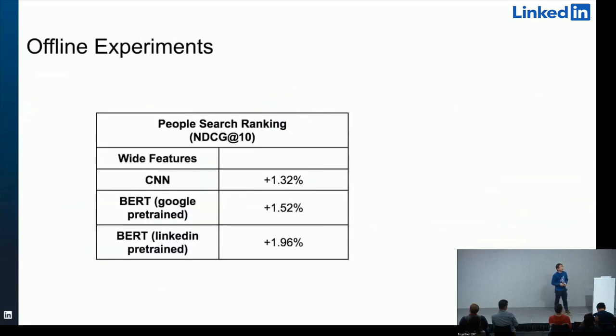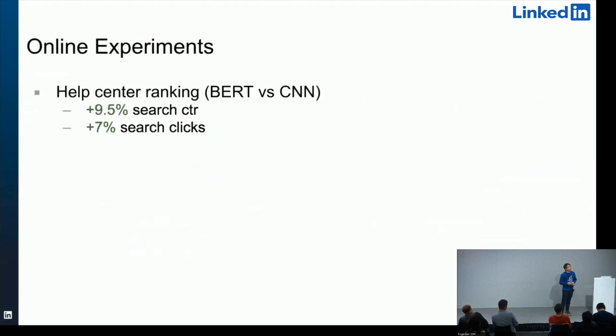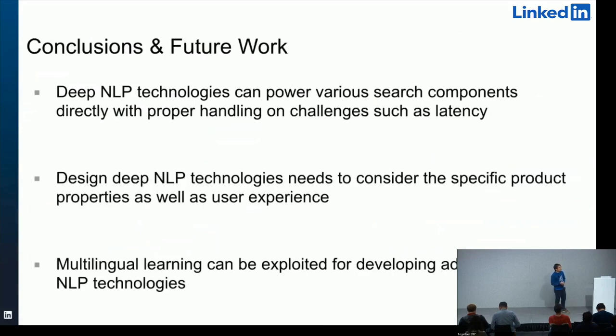And then we have some offline results. We have tested on the people search, which is a very highly optimized search vertical. So by either doing CNN or BERT, we can get significantly better results. And also we have some online results on the help center ranking. The baseline is a very strong CNN baseline, and by simply replacing it with BERT, we are able to get close to double-digit improvement. Okay, that's all for the technical details for the 5 tasks.